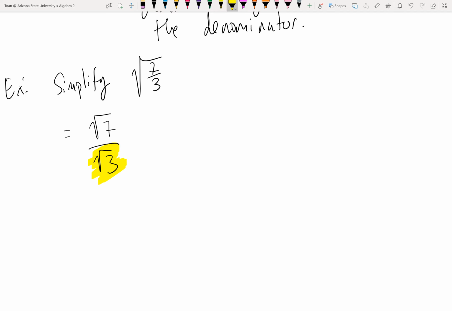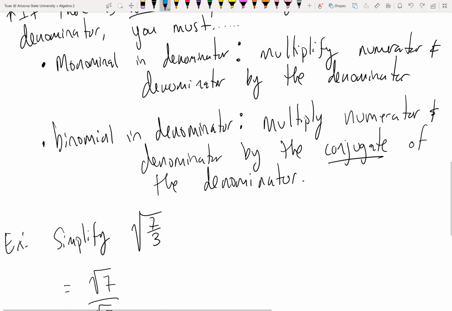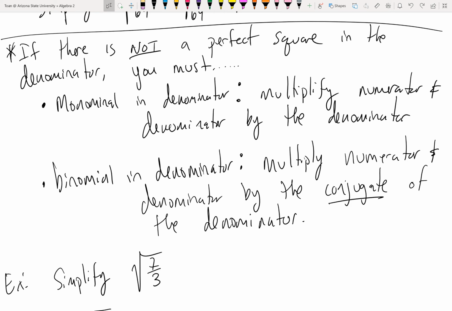I just have a single piece. There's only one radical. I don't have any pluses or minuses elsewhere. It's simply a single radical 3. So this is an example of a monomial in the denominator. And according to the technique, if I have a monomial in the denominator, I just have to multiply the top and bottom by whatever's in the denominator.